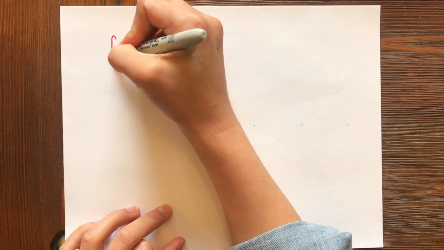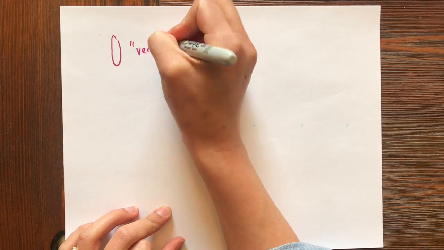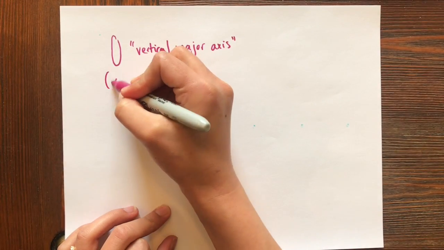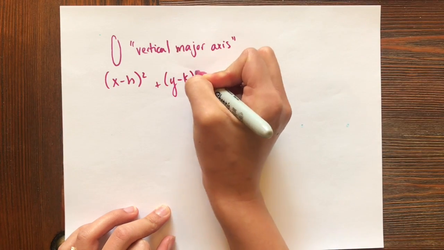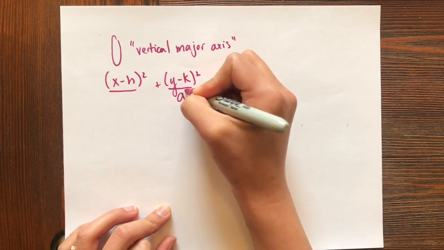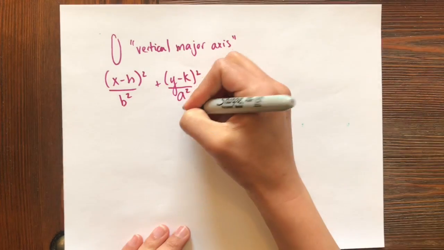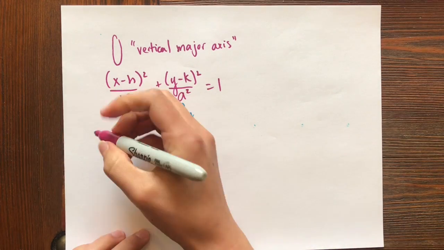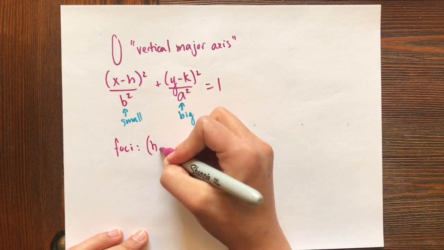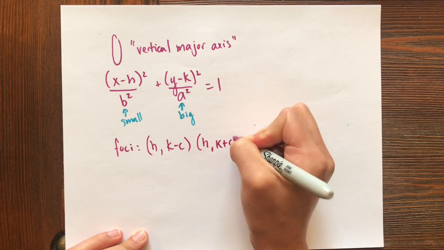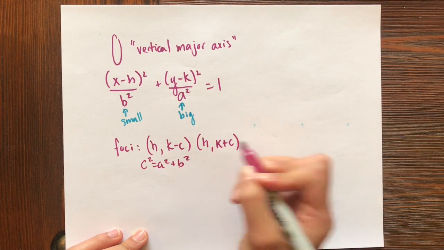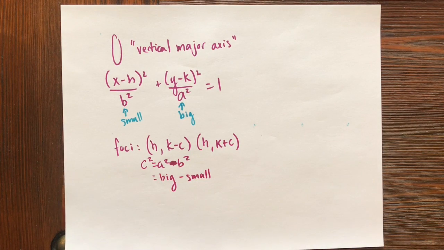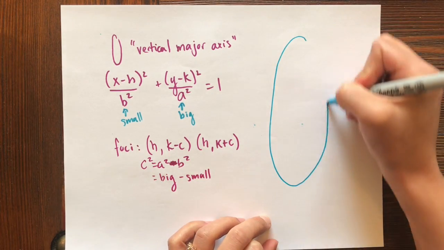All right, let's go ahead and take the second type of ellipse. This is where we have one that is stretched out in the y direction. Here we would call this a vertical major axis. So the equation looks very similar to the last one. The only thing that's different is that I have an a squared underneath the y and a b squared underneath the x, which means my big base is underneath the y, my small base is underneath the x. So my foci are actually going to be h comma k minus c and h comma k plus c, where c squared again is equal to a squared minus b squared, or the big base minus the small base. And that's how we figure out where that c is.